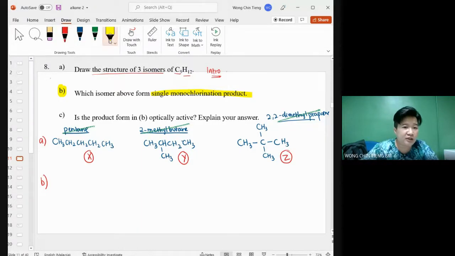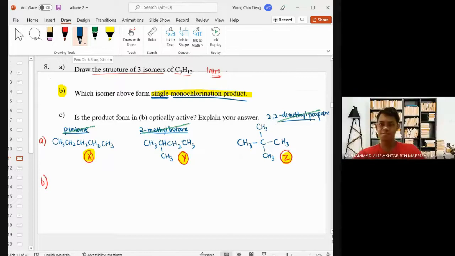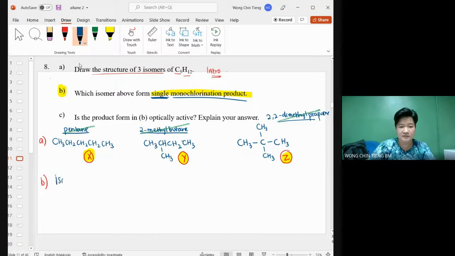With one condition, your X, Y, Z must be clearly labeled on your structure. Any label is fine, X, Y, Z, P, Q, R, Roman 1, 2, 3. Just label that. Okay? So once you label them, you can choose. In X, Y, Z, which one do you think forms only a single monochlorination product? Form only one product. X, Y, Z, which one? Z. So, isomer Z.